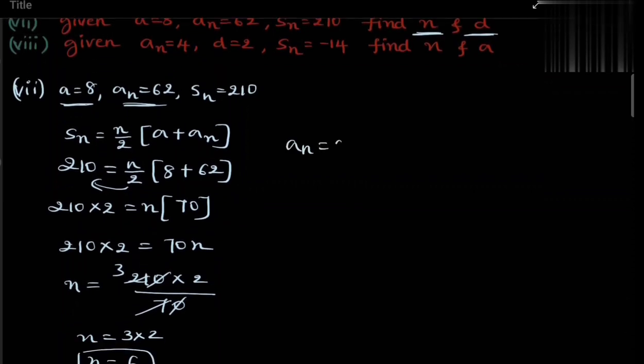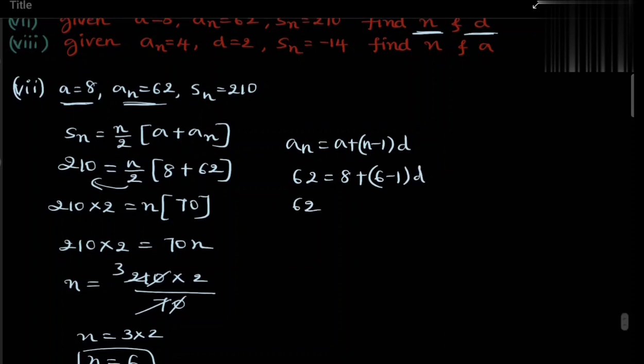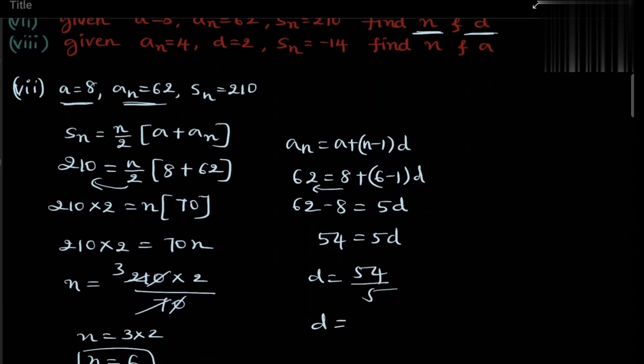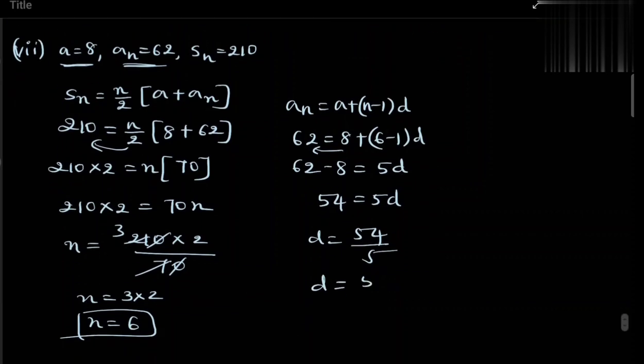So we know the nth term of an AP, that is an is equal to a plus n minus 1 into d. So here n is 62, a is 8, n is 6, minus 1, d we don't know. 62, move 8 to this side, it will become minus 8 is equal to 6 minus 1 is 5d. So 62 minus 8 will become 54 is equal to 5d. So d is equal to 54 divided by 5. So again we don't do division, therefore 54 by 5. So as it is, the common difference is 54 by 5 for this AP.